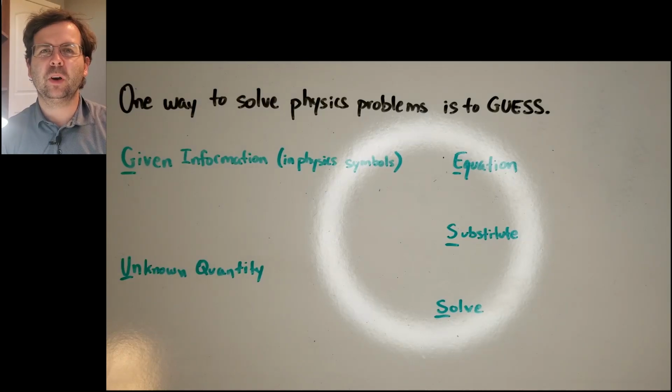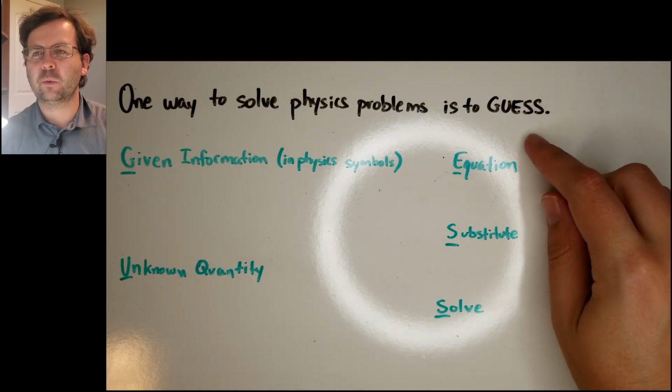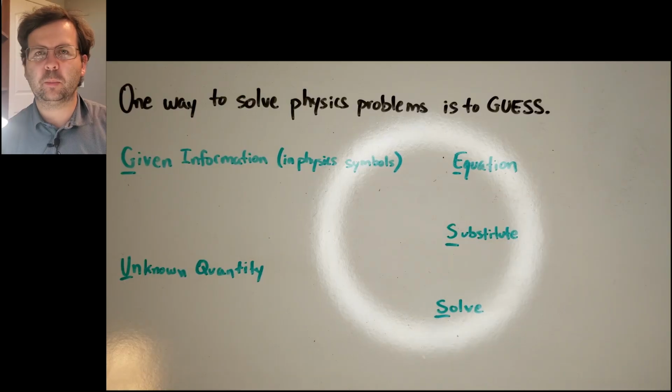Hi, this video is about solving physics problems. One way to solve physics problems is to GUESS, and by that I mean an acronym that has 5 steps. Now this is by no means the best way or the only way to solve a physics problem. It's just one way. And I always think it's good to follow these steps to help your brain think through a problem. So let's practice it together.